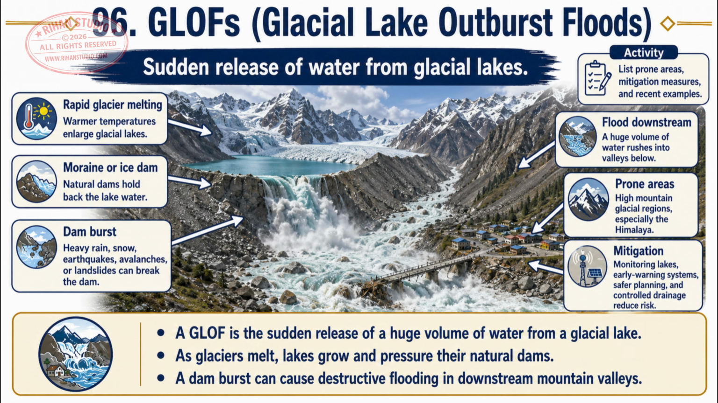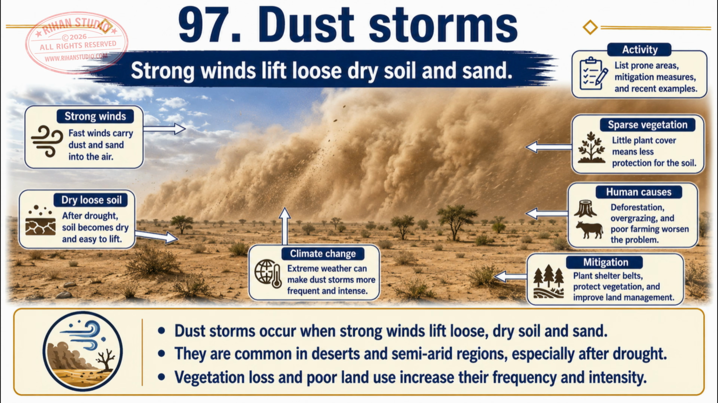Dust storms. Strong winds lift loose, dry soil and sand. Common in dry and semi-arid regions after drought. Sparse vegetation from deforestation, overgrazing, poor farming, and climate change increase their frequency and intensity.